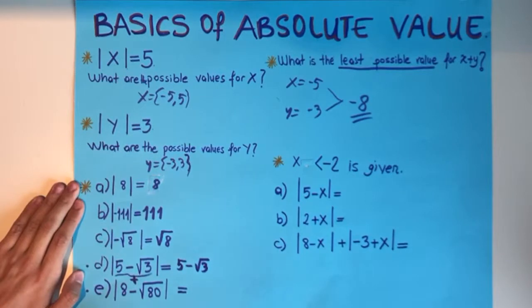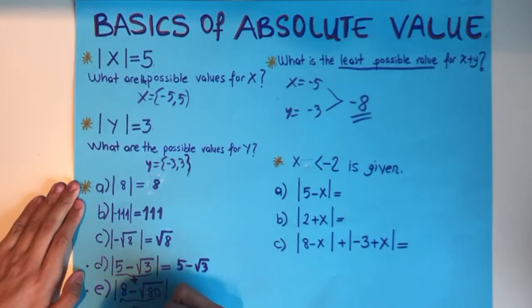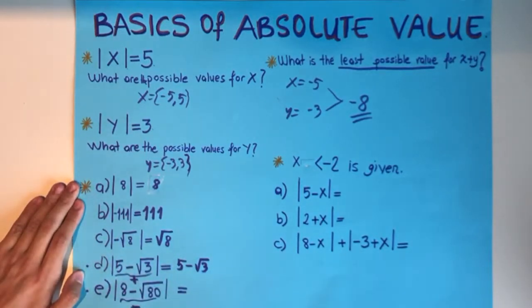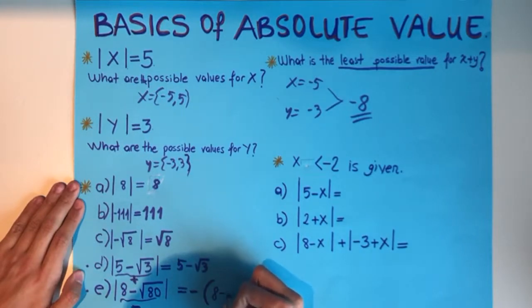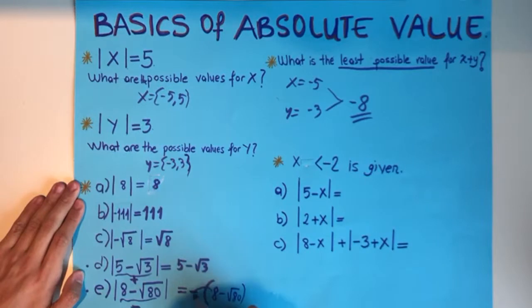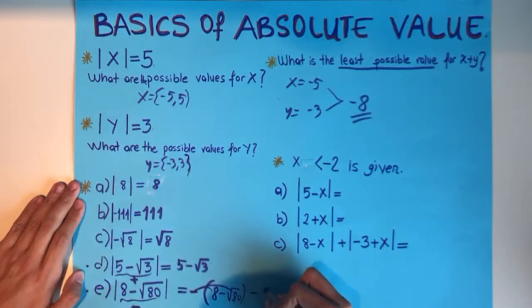However, for the E part, if the sum of the numbers inside the absolute value is negative, we write the numbers in parentheses with a minus sign before them, just like this. And after we distribute this minus sign, which gives us the answer.